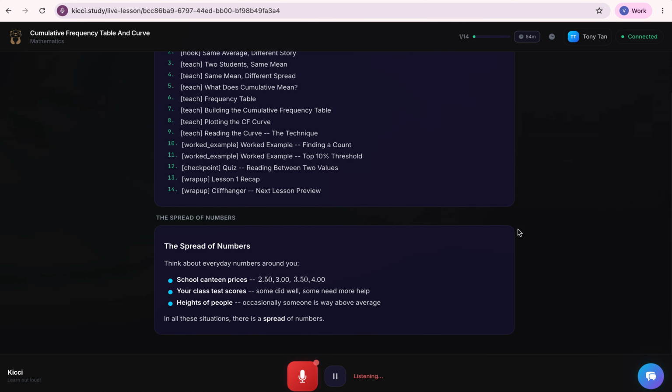To get started, look at section 1, the spread of numbers. Just think about numbers you encounter every day, like canteen prices or your class test scores. They aren't all the same, right? There's always a mixture, or a spread of numbers. Can you think of any other examples where you see a spread of numbers like that? Maybe flight prices.